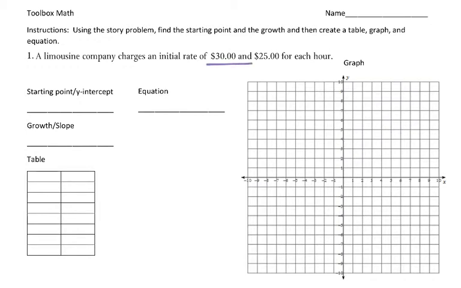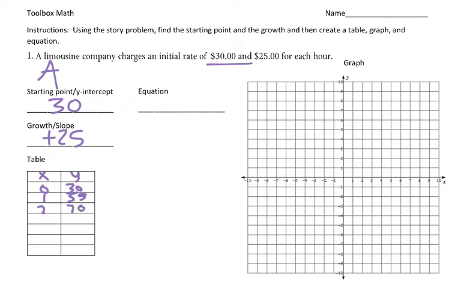So if you never used any hours on it, it would still charge you $30 to rent it. And then after that first hour, we would add 25 to it, and you'd end up with $55 that you would now be paying. So we're adding, so our growth is plus 25, so it's arithmetic, right? And we started at 30.